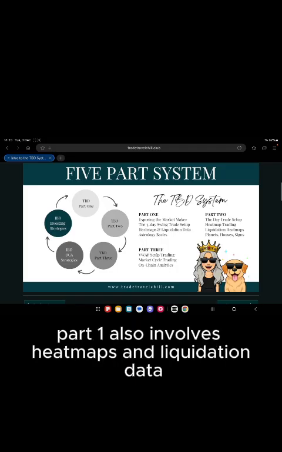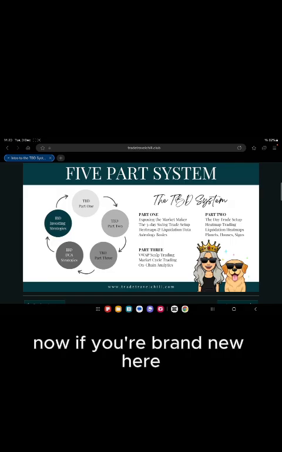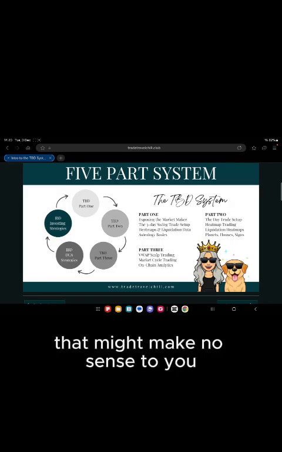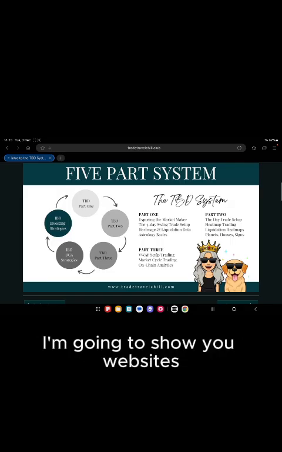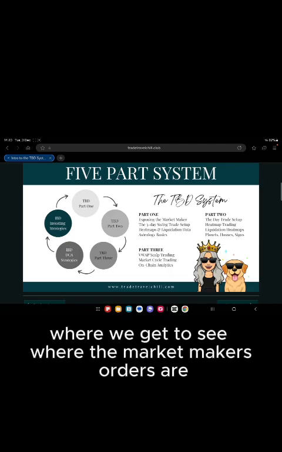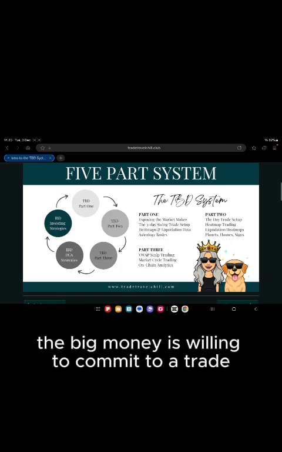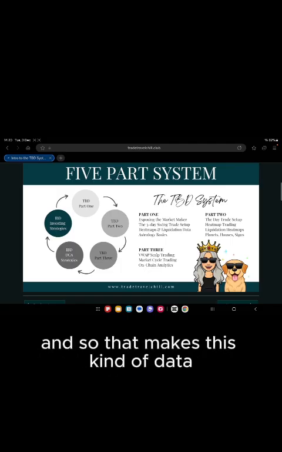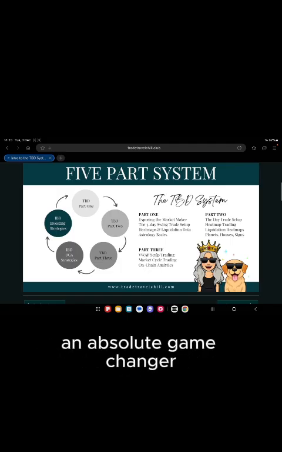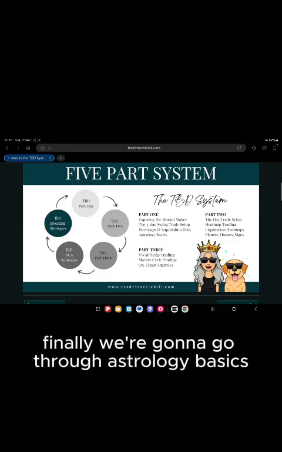Part 1 also involves heat maps and liquidation data. Now, if you're brand new here, that might make no sense to you. But as we go through the course, I'm going to show you websites where we get to see where the market maker's orders are and where the big money is willing to commit to a trade. We can't see that on normal charts. And so that makes this kind of data an absolute game changer. Finally, we're going to go through astrology basics.